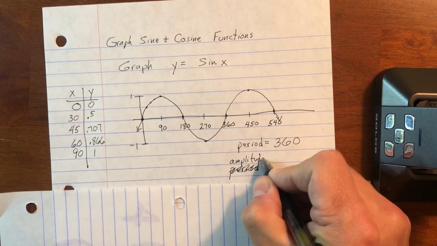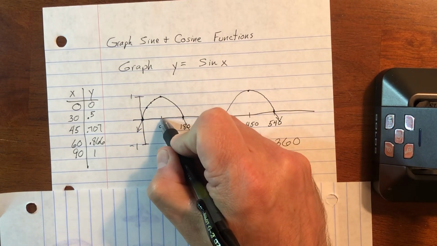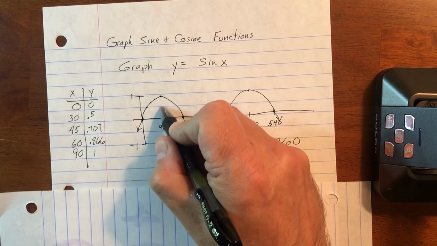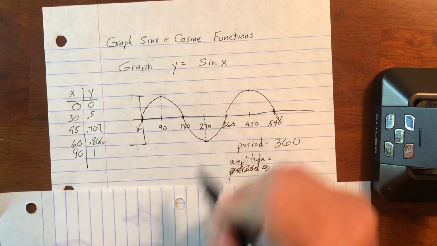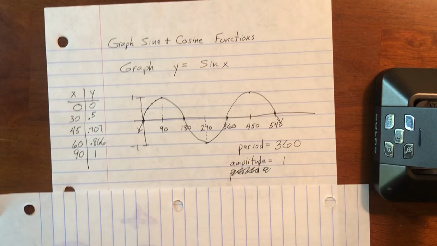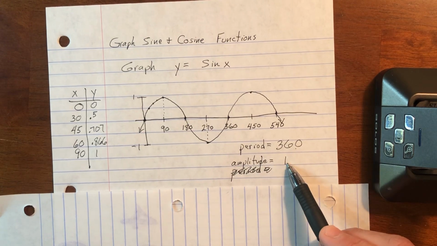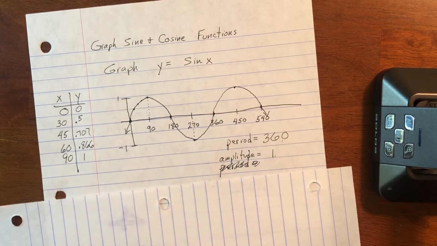The amplitude is the distance from the midline up to the maximum. So how far is it from there to there? Or from the midline down to the minimum? How far is it from there to there? Well, it's 1. So the graph of y equals the sine of x has a period of 360 and amplitude of 1. It looks like this. And again, it would keep on going forever in each direction.